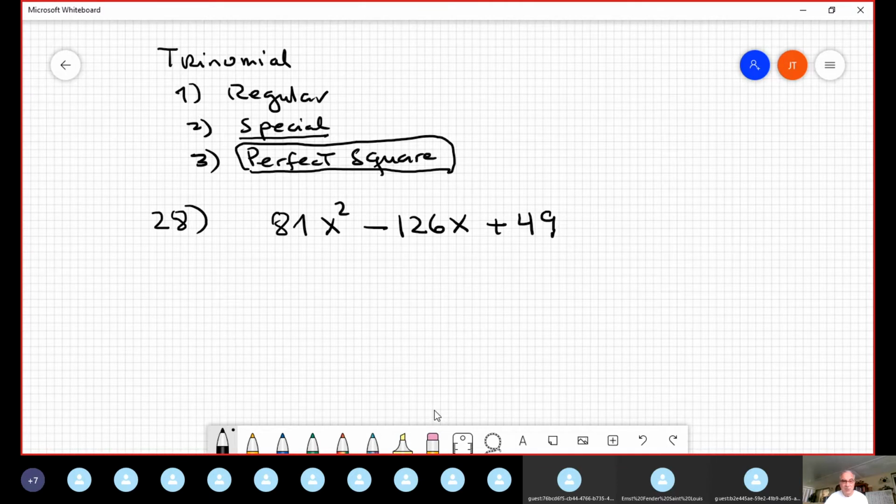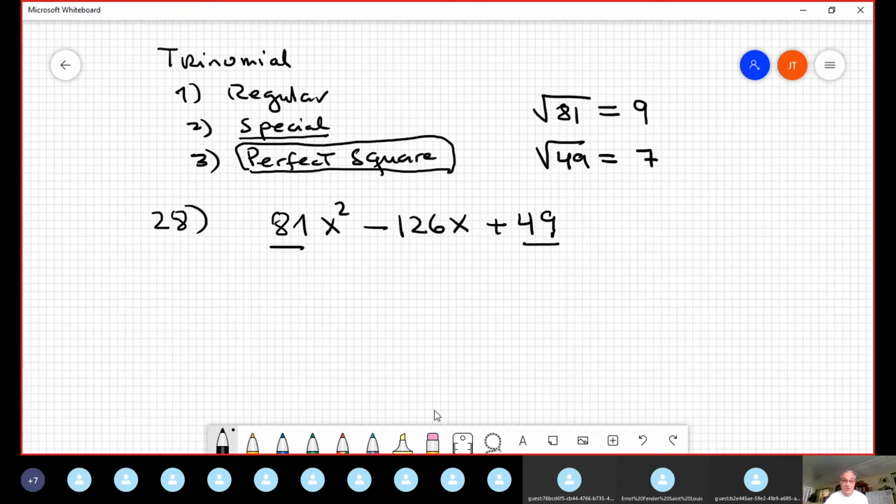You recognize it's a perfect square. Why? Because the first and the last numbers are perfect square numbers. I know that the square root of 81 is 9. And the square root of 49 is 7. Okay?